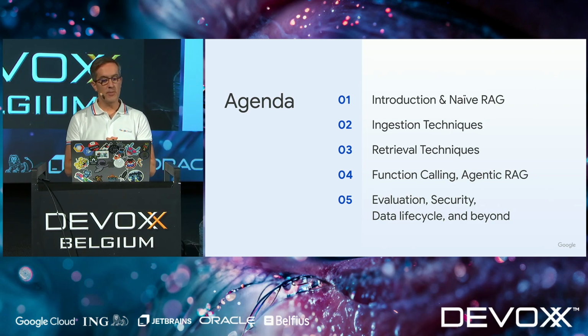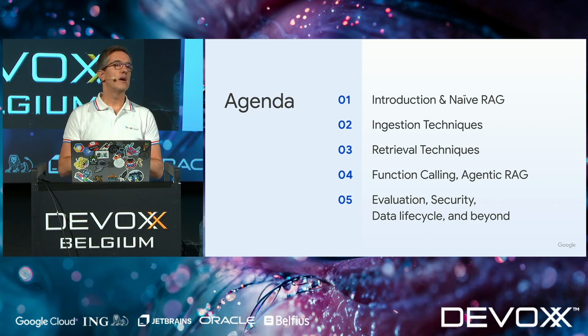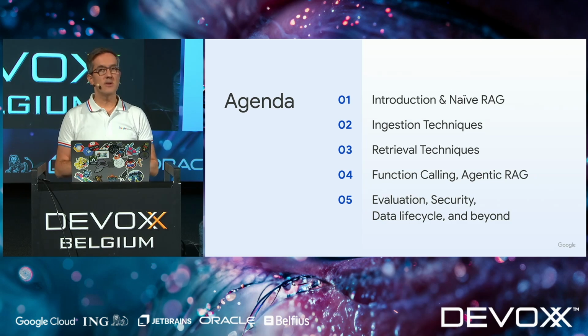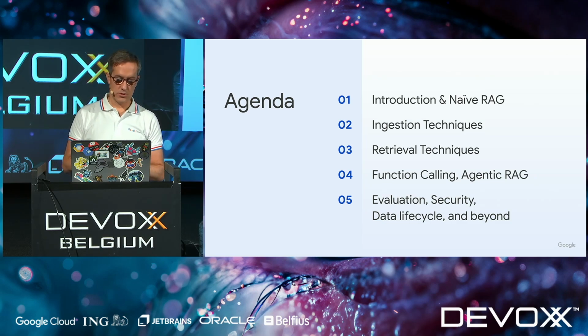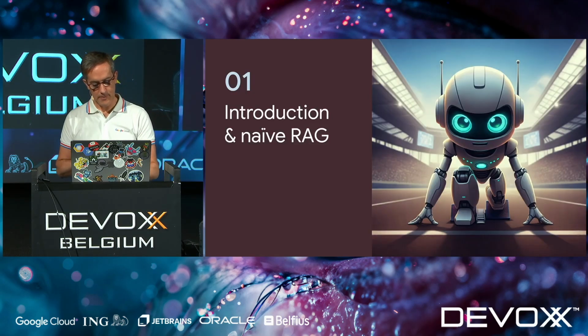We will also speak about function calling and agentic RAG, which allows you, I think, to go beyond simple RAG. And even if you integrate all those techniques, there are things that RAG is not able to generate, like reports or advanced things, which require some further evaluation or further loops. And we'll finish with some consideration about evaluation, security, data lifecycle, etc. All right, let's get started.